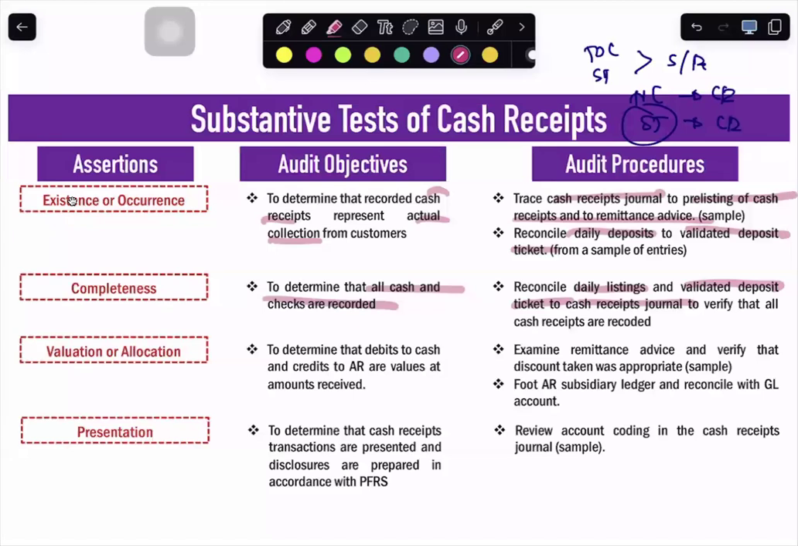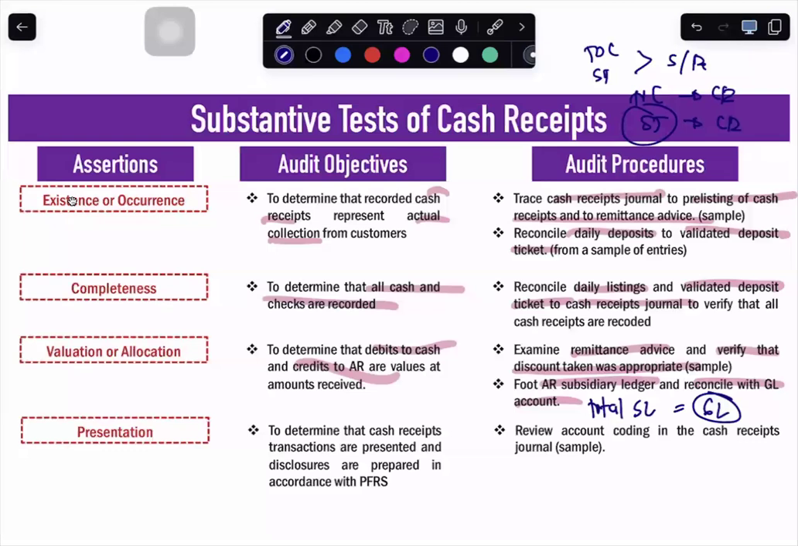Next, valuation or allocation. This is to determine the debits to cash and credits to AR are valued at amount received. So just like the TOC earlier, the valuation or allocation has the same audit objectives in the substantive test. Here, we examine the remittance advice and verify that discount taken was appropriate if in case there was a discount taken. At the same time, you need to put the AR subsidiary ledger and reconcile it with your general ledger account. Because what we want is that the totals of your subsidiary ledger must be equal to the amount presented in your general ledger. Again, total of SL must equal the presented amount in the GL.